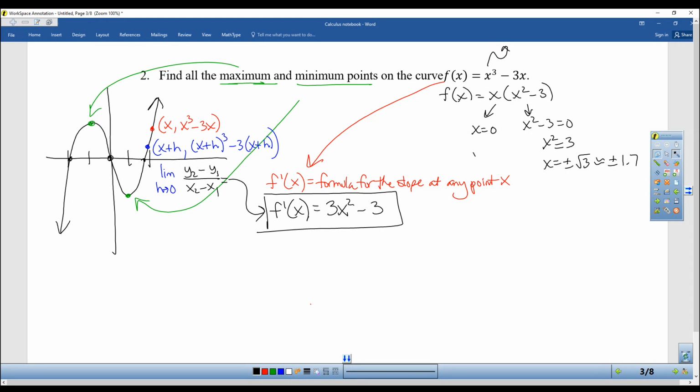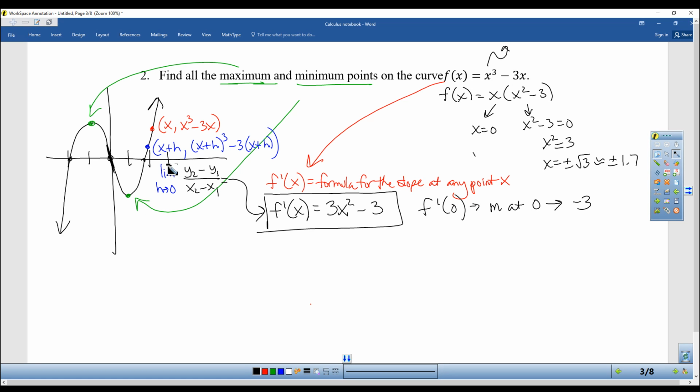This is just such a cool formula. This formula says you ask me anywhere on the curve and I'll be able to tell you what the slope is. So f prime of 0 means the slope at 0. So if I plug a 0 in, I get -3. Does it look like the slope is -3 there? Totally.